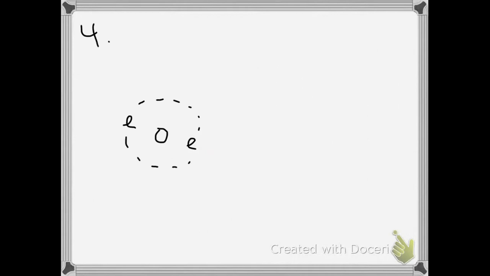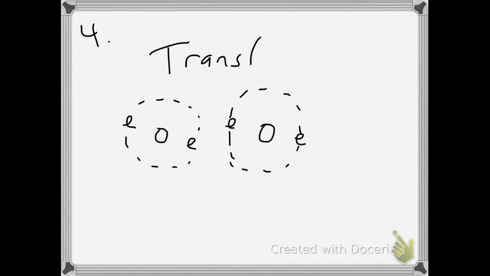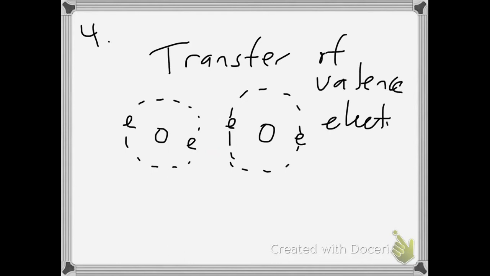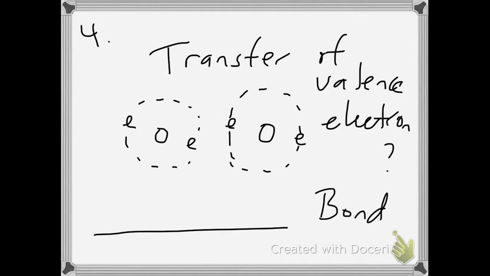Question number 4. We have a nice cute atom over here, which is next to another atom. But the atoms are not touching each other. They are actually transferring one of their valence electrons. So this is a type of bonding which is called what? So of course that's an ionic bond, which is soluble in water.